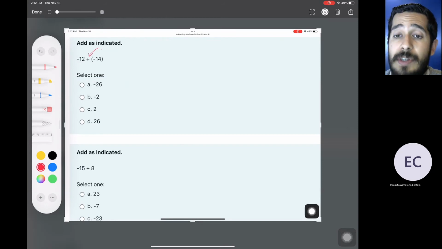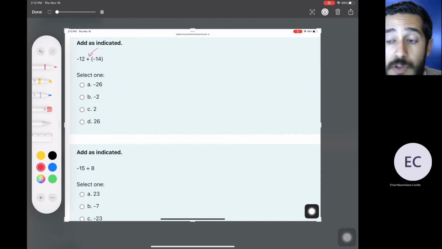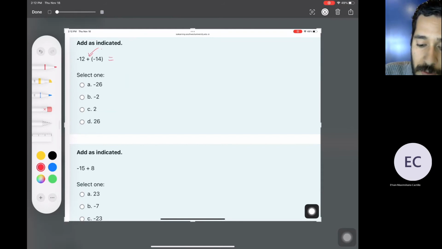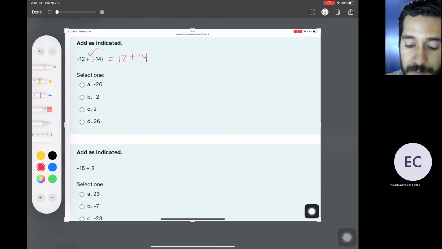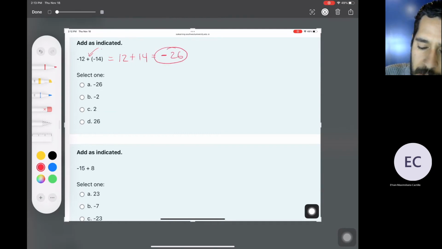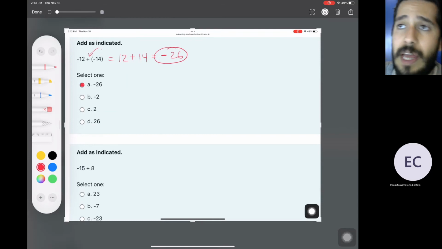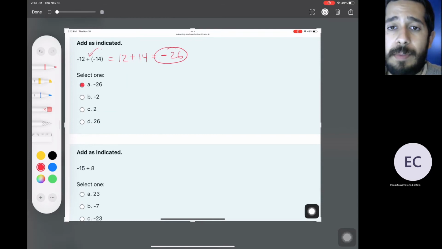I'm adding two negative numbers, and there's a rule for adding two numbers that have the same sign: take the absolute values, so you think about the numbers without any sign, add up those numbers, and then give them the common sign. The absolute values are 12 and 14, so I add those two numbers, and the result carries over the common sign, which happens to be negative. 12 plus 14 is 26, so my answer for the first question is negative 26. Take the two numbers, add the absolute values, 12 and 14, and then give them the common sign.